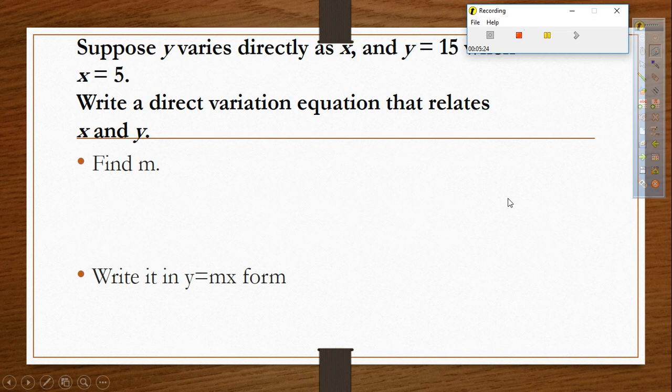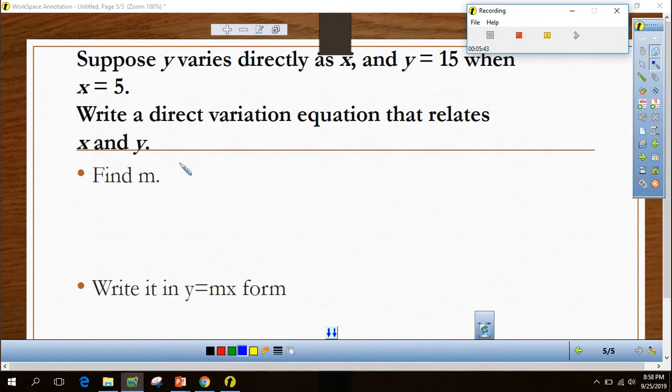So, some of the questions you may get look like this. Suppose y varies directly as x when y is 15 and x is 5. They may want you to write a direct variation equation that relates x and y. So the first thing I'm going to do is find that constant of variation, which is just like finding my slope.